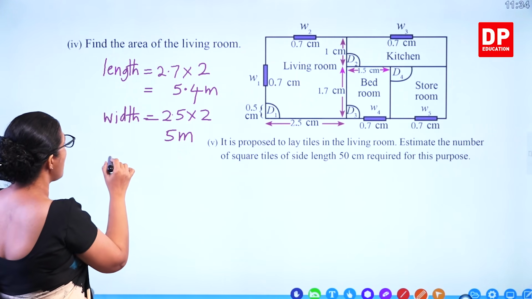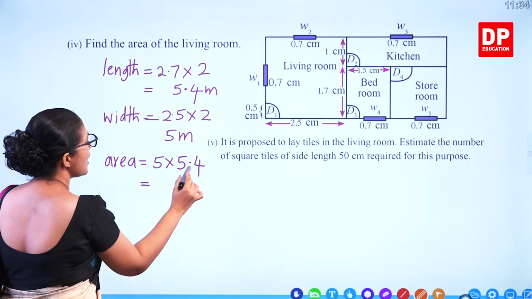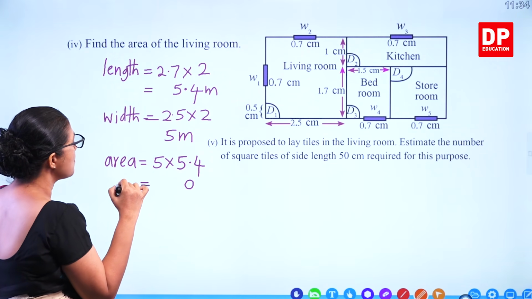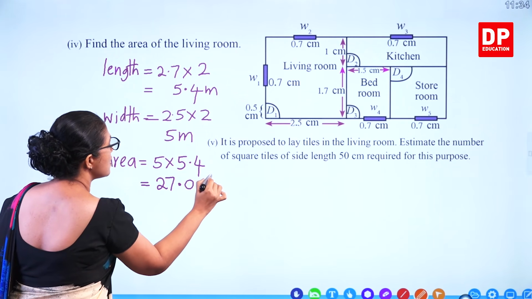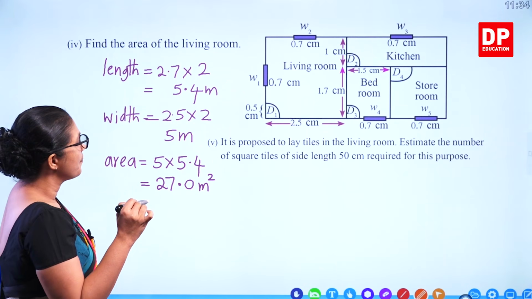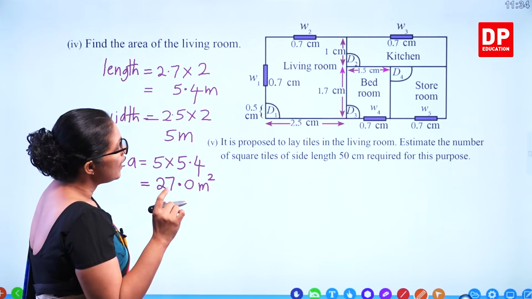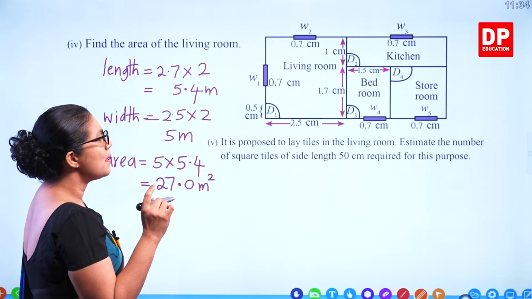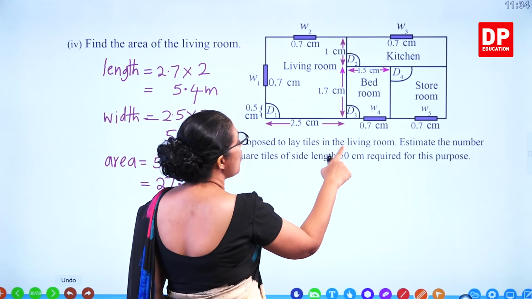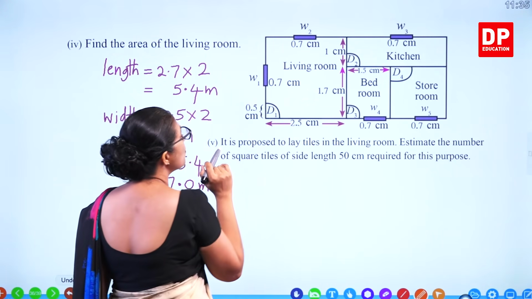Now what's the area of the living room? 5 times 5.4. So 5 times 4, 20. 2 remaining. 5 times 5, 25 plus 2, 27. So 1 decimal point. So this is 27 square meters. It is proposed to lay tiles in the living room. Estimate the number of square tiles of side length 50 cm required for this purpose. So we need to find out how many tiles we need to lay in the living room.